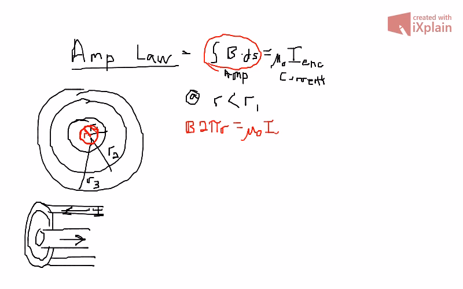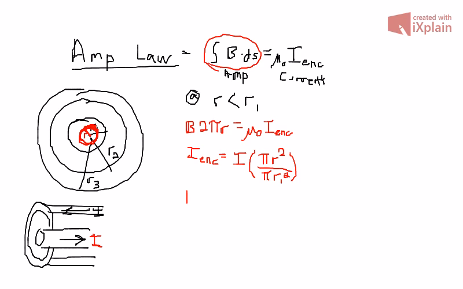The I enclosed within this is not going to be the total I. Remember, I have this I that's running through this wire, but I'm not enclosing the total wire. So much like we did with Gauss's law, I have to scale that. My total current enclosed has got to be equal to I times my Amperian surface area, pi r squared, and I need to scale it by the total area, pi times r1 squared.